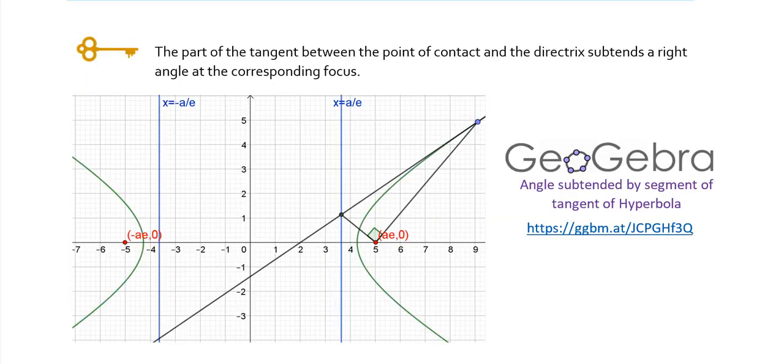Now for our next property, again, I think it's just knowing what it looks like on the diagram, which is the key part. So the part of the tangent between the point of contact and the directrix subtends a right angle at the corresponding focus. So here we have the point of contact of the tangent, so the black line is the tangent. The part of the tangent between the point of contact and the directrix is going to subtend at the focus a right angle. So again, a quick look at GeoGebra.